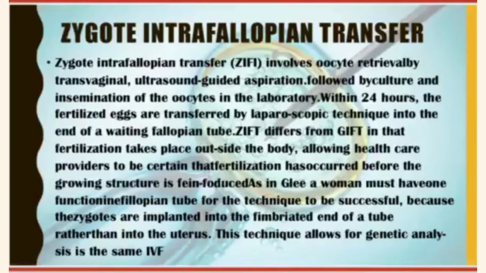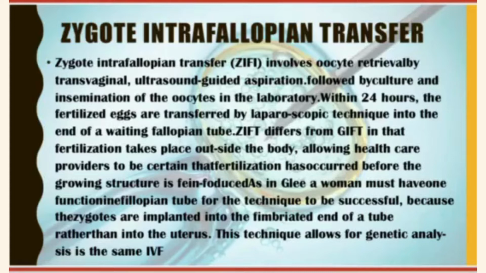Zygote intrafallopian transfer, or ZIFT, involves oocyte retrieval by transvaginal ultrasound-guided aspiration, followed by culture and insemination of the oocyte in the laboratory within 24 hours. The fertilized eggs are transferred by laparoscopic technique into the end of the waiting fallopian tube.